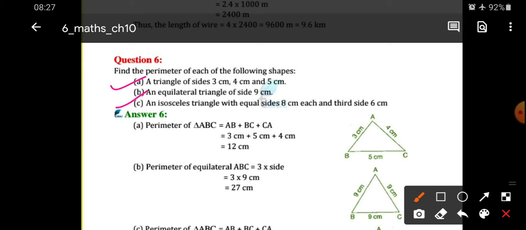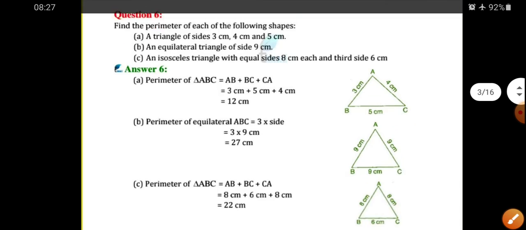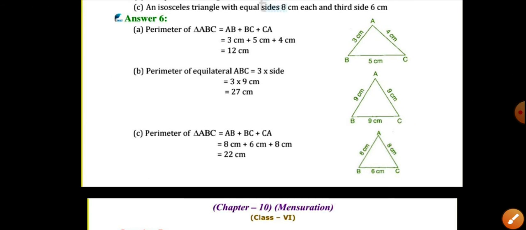Second one, an equilateral triangle of side 9 centimeter. Equilateral means all 3 sides are equal. So you can multiply 3 into 9, or you can add 9 plus 9 plus 9. So that will be 27 centimeter.